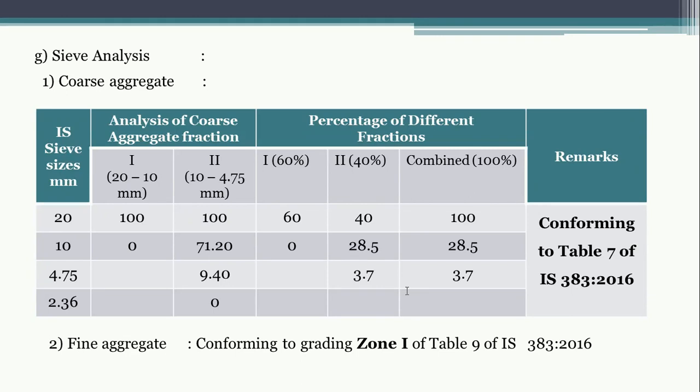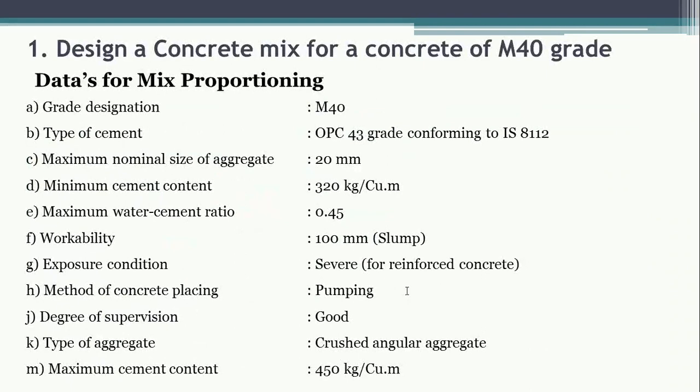to IS table 7 of IS 383 2016. And fine aggregate also, they will say to which zone it will be confirmed. So you know there are four types of zone. Zone 4 is not suitable for RCC works, whereas zone 1, zone 2, zone 3 you can use that aggregate for our concreting purpose. So in this problem they say the fine aggregate is conforming to zone 1 of table 9 of IS 383 2016. All these datas will be given in the problem only.